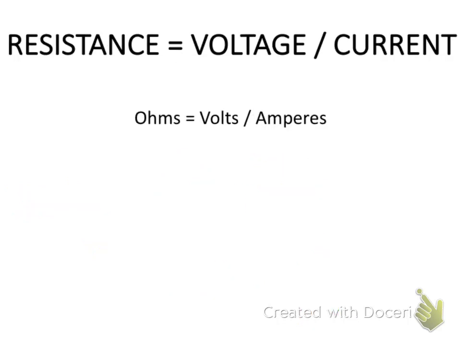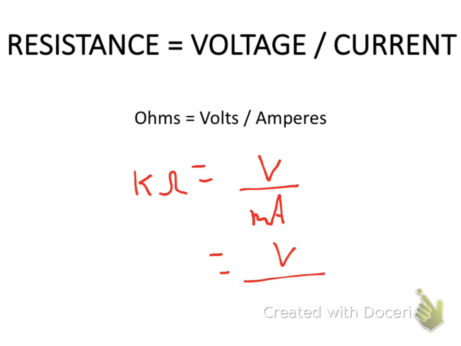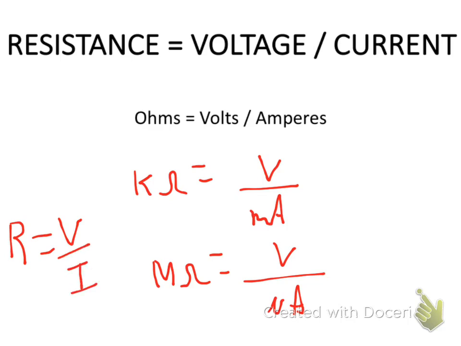Okay, finally, resistance is voltage divided by current. So volts divided by amps gives us ohms. Volts divided by milliamps gives us k ohms, and volts divided by microamps gives us mega ohms. Formula: R equals V divided by current I.